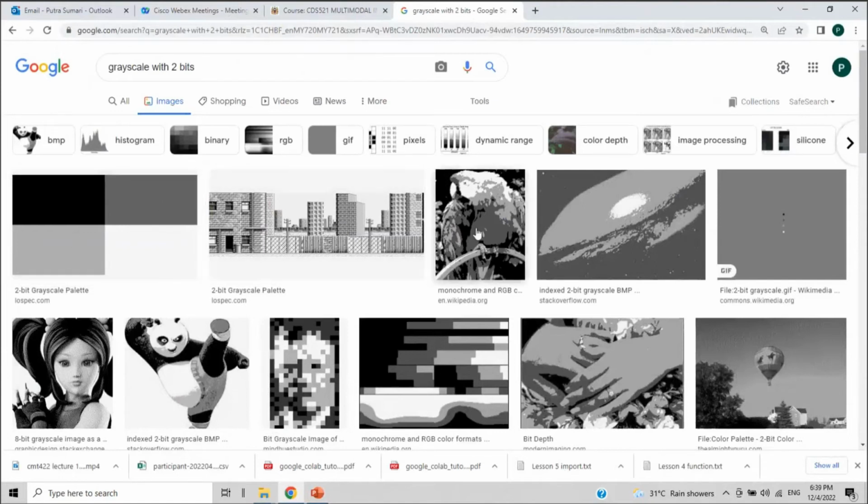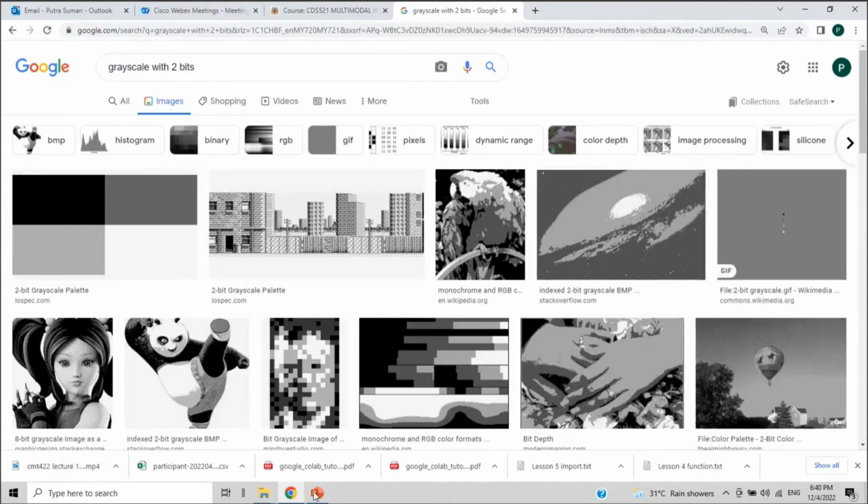And if you have images, 1000 by 1000, columns and rows, you're going to have it like this. So I think this is 8 bit. You see, this is 2 bit. This is 2 bit grayscale. So you have 4 colors.